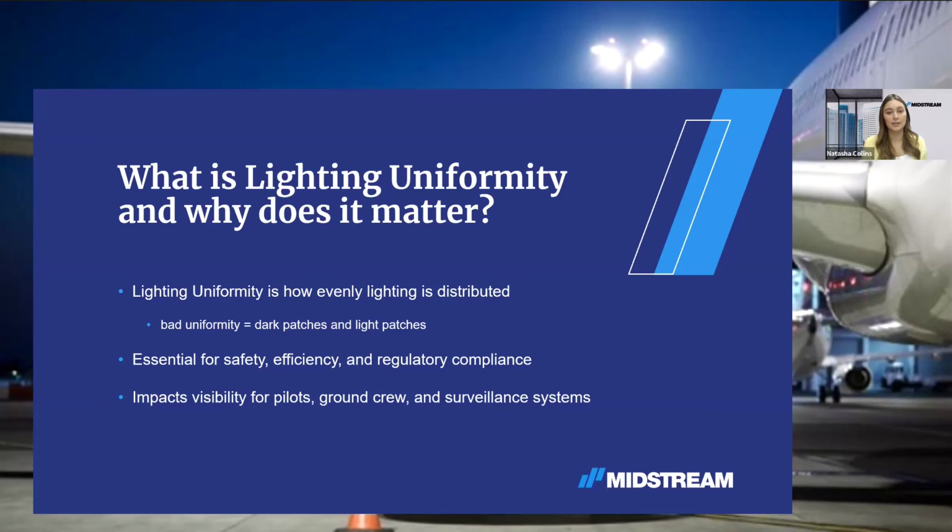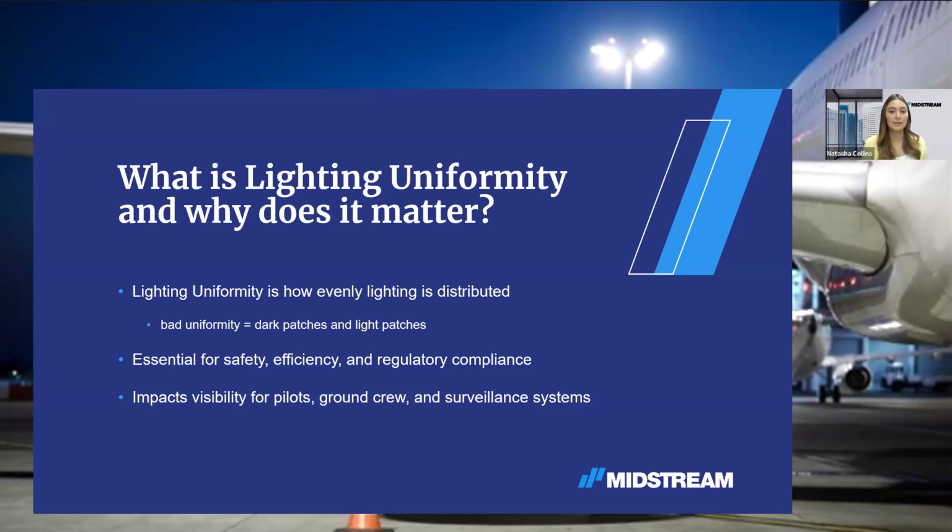So what is lighting uniformity? Lighting uniformity is how evenly light is distributed. So in terms of apron flood lighting, it means avoiding overly bright areas and also overly dark areas to make sure that there's consistent visibility for anybody who is working on an apron. We measure uniformity using a uniformity ratio, and that compares the average light to the minimum light levels. And we actually will go into how that's calculated a bit more later.